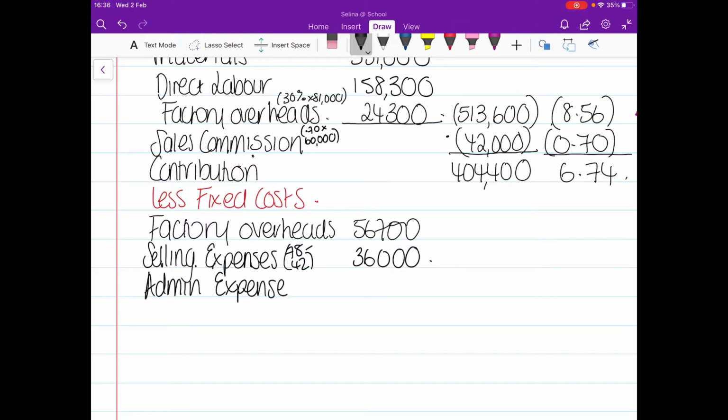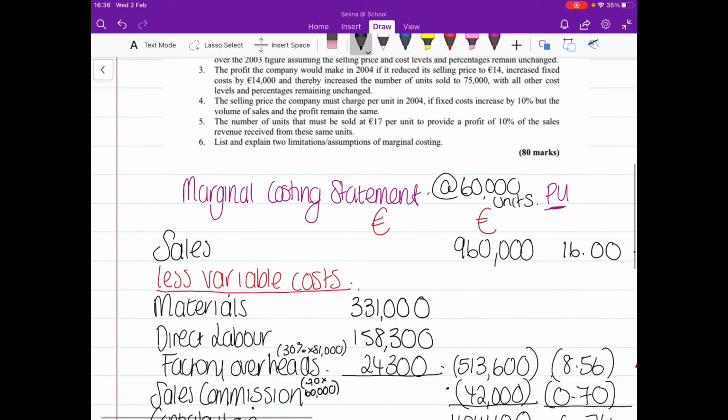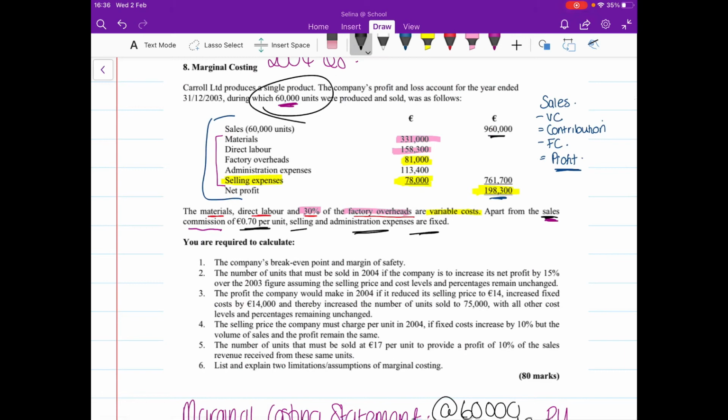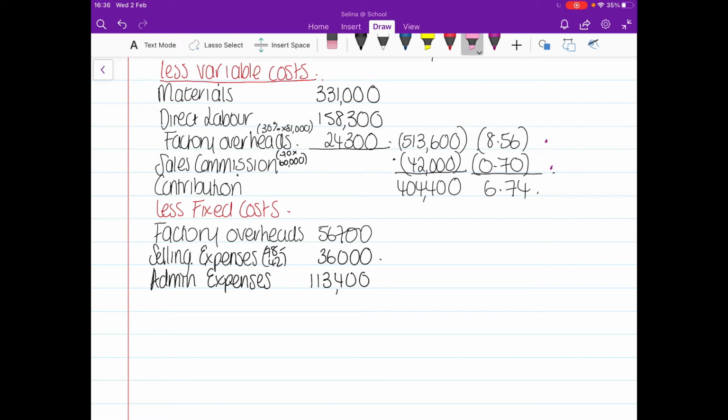So remember, an admin expense is a cost that doesn't change depending on the level of production. So our admin expenses are €113,400 regardless of the level of production. So that's the cost of them at 60,000 units, which is what we're doing now. But if we're producing more, that cost would be the same, or if we were producing less, it would still be 113,400. So now I have them all in. All of those costs have been included in my marginal costing statement, so I'm ready to go.